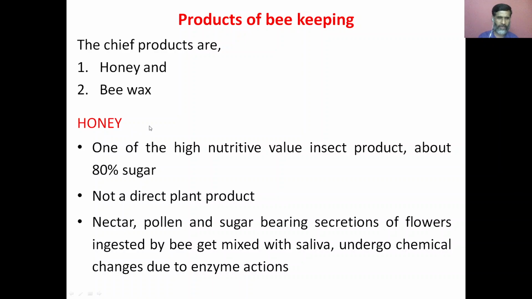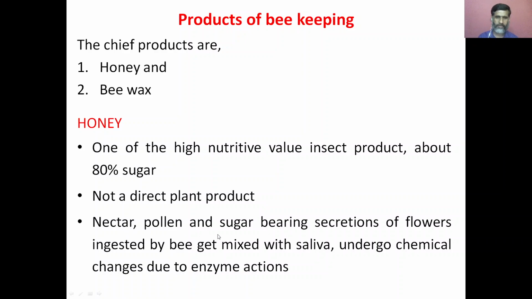All of you are aware, honey is one of the high nutritive value insect products. It is a very nutritive-rich insect product containing about 80% sugar. It is very clear that it is not a direct plant product. Honey, whatever we are eating, is not a direct plant product.